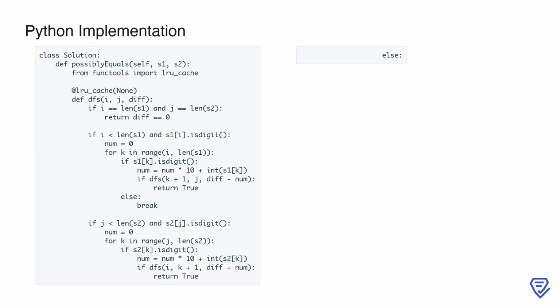Similarly, we handle the case where the current character in S2 is a digit, constructing the numeric value and trying to match by adjusting the diff accordingly. If any recursive call results in a match, we return true immediately.